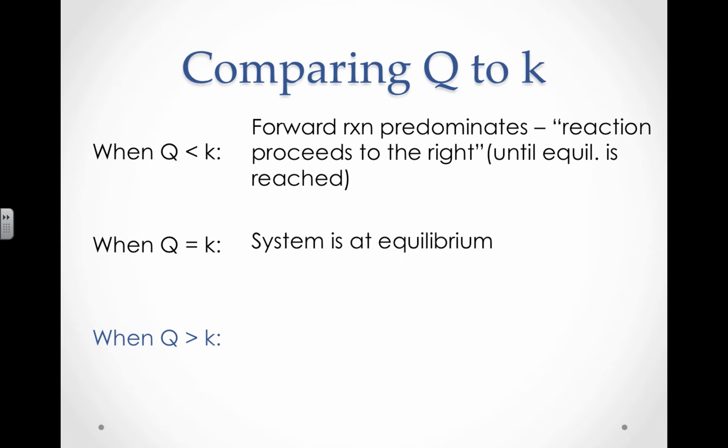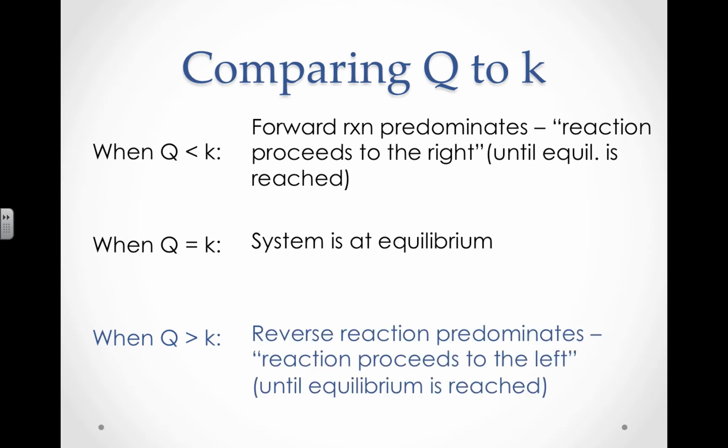Okay, if Q is equal to K, then we're at equilibrium. Everything's hunky-dory, easy. And if Q is greater than K, well, that means that we've got too much product and not enough reactant, so the reaction will proceed to the left. The reverse reaction will predominate until equilibrium is established.